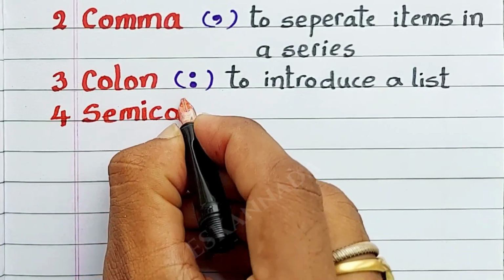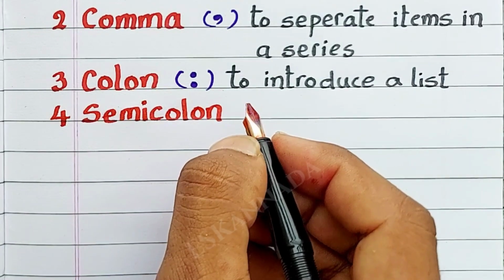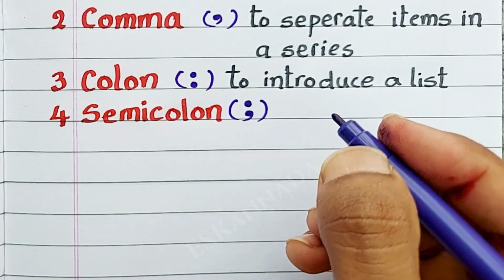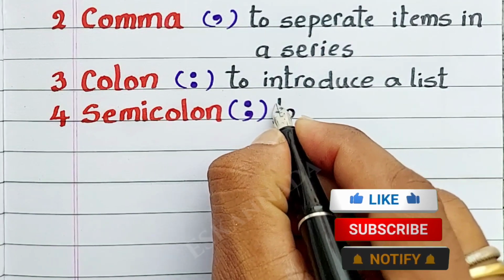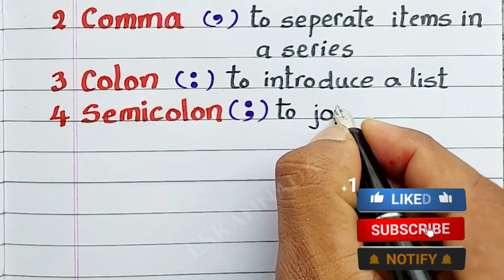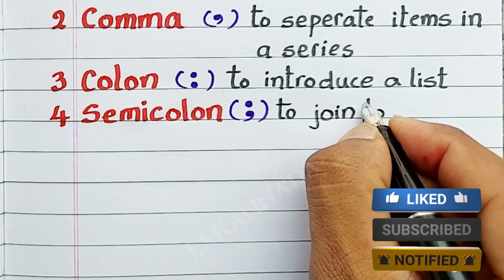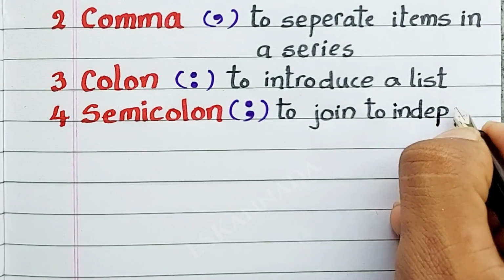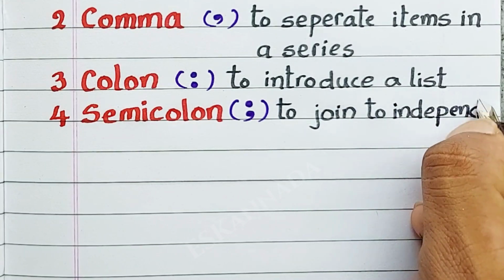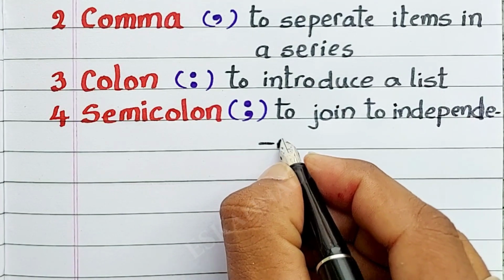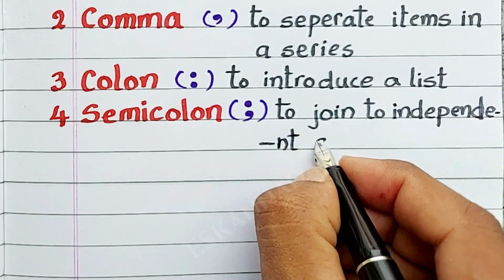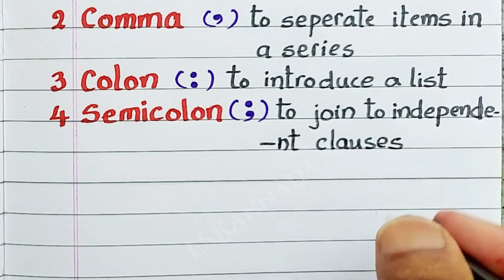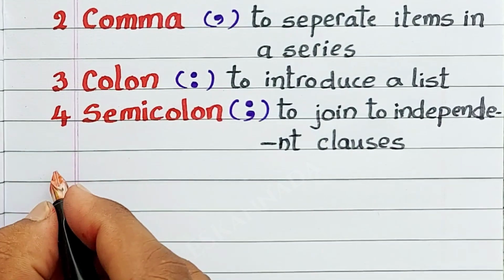Fourth one, semicolon. Its symbol looks like this. It's used to join two independent clauses.